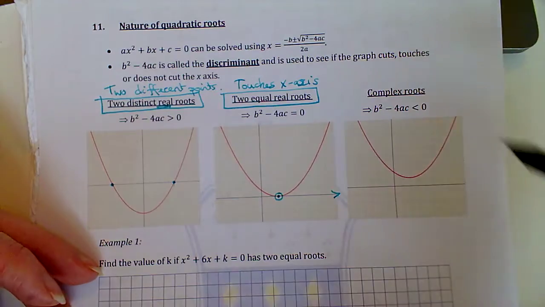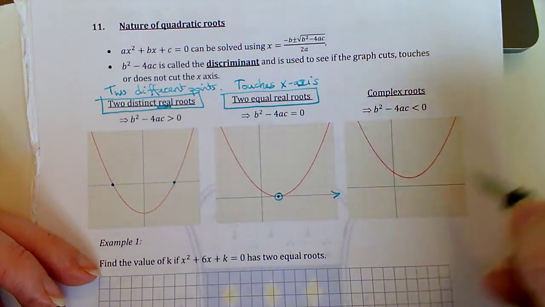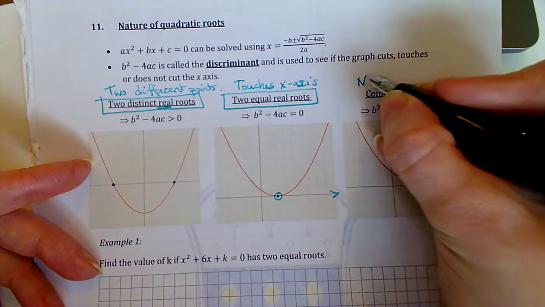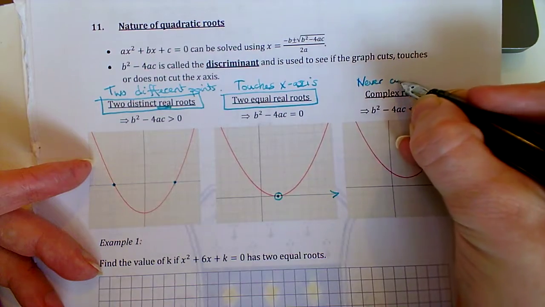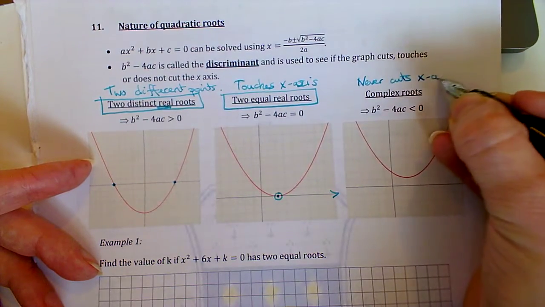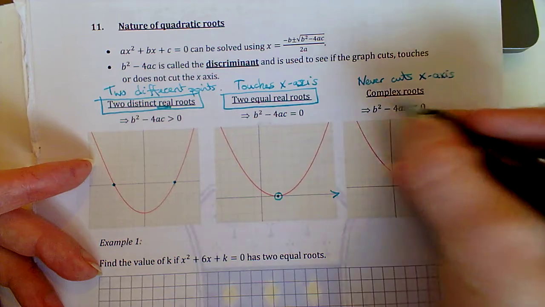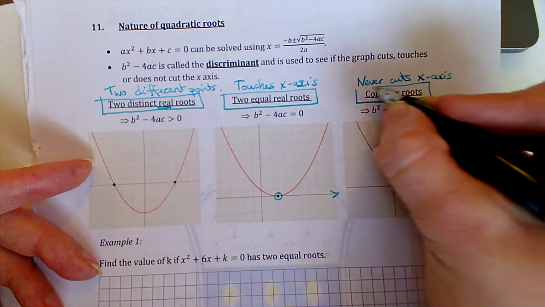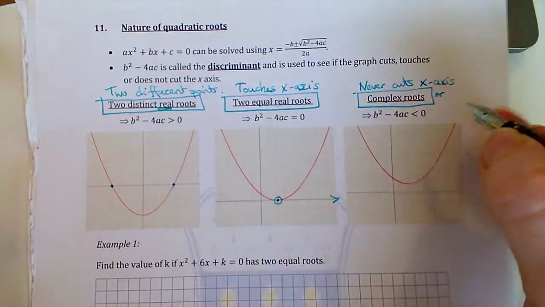And there's the final case where it floats above the x-axis. It never intersects at all. It never cuts the x-axis. And we say that these roots are complex or imaginary.